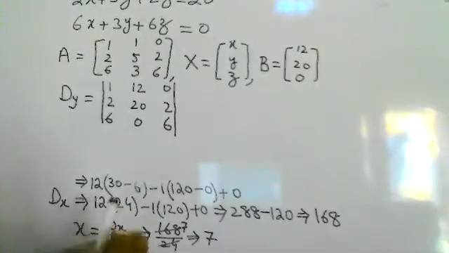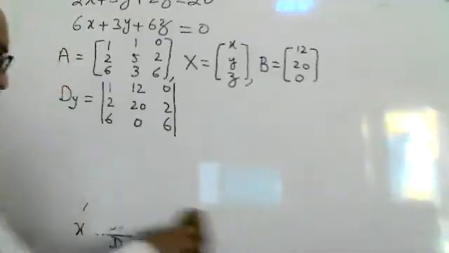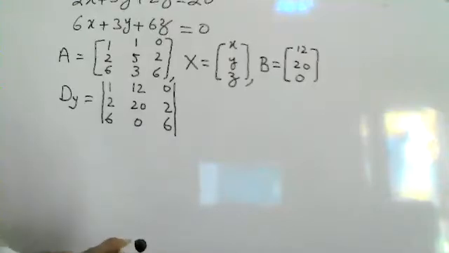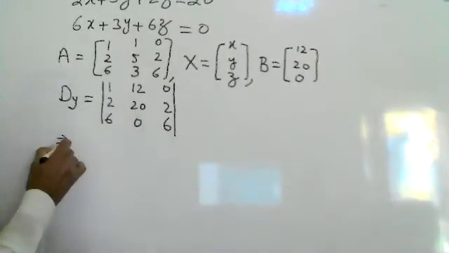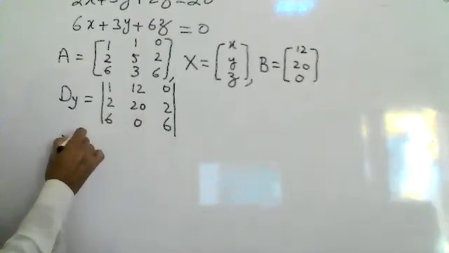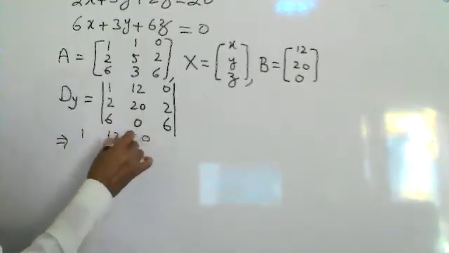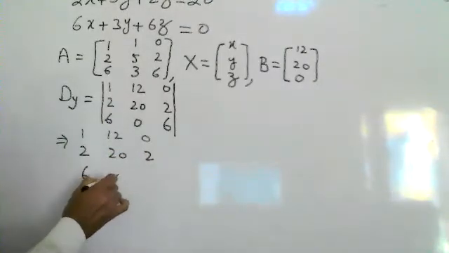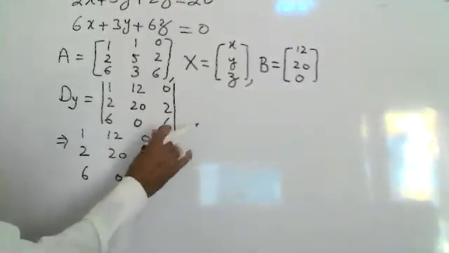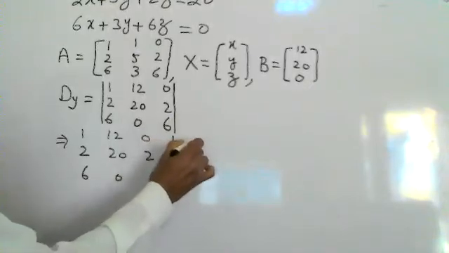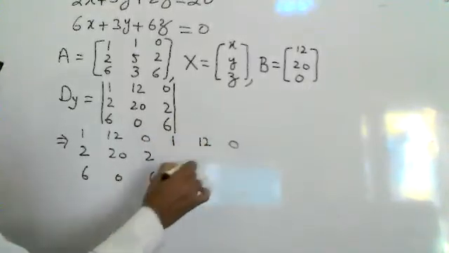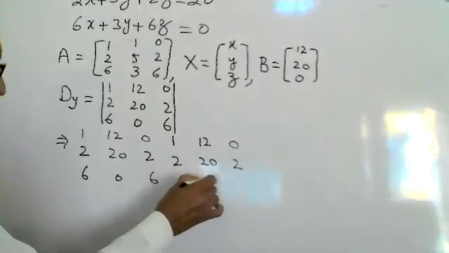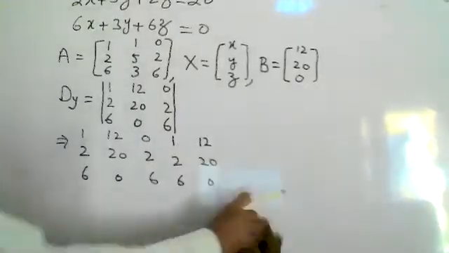We will evaluate this one again by another method, not the way we did before. So we'll copy this one: 1, 12, 0, 2, 22, 6, 0, 6. And again we copy this one: 1, 12, 0, 2, 22, 6, 0, 6. The last column will be removed.